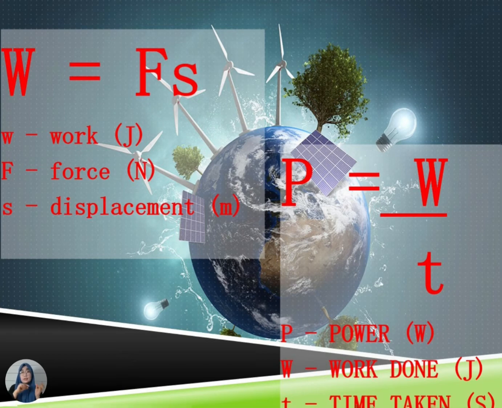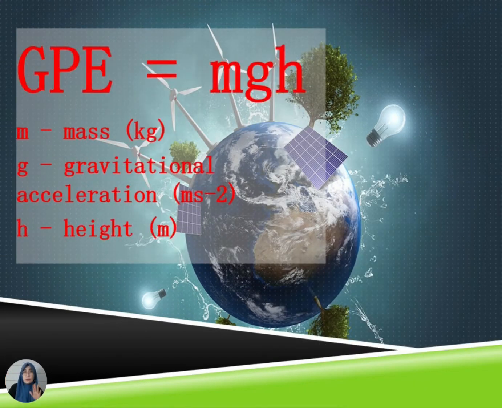Now we substitute the work done inside the formula for the power, which is P equal to W over t. W is work, which is in joule, and t is time taken, which is in second. So don't forget, if the question gives you minutes, you must change it to second.